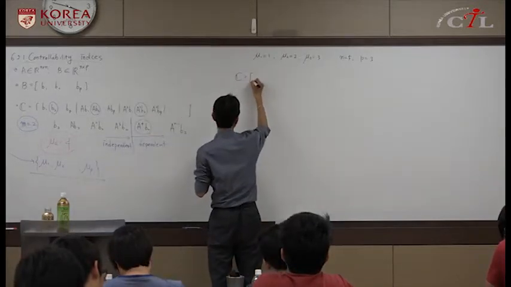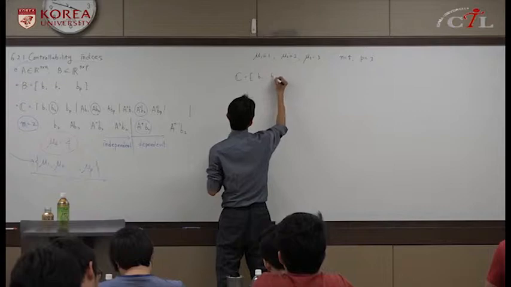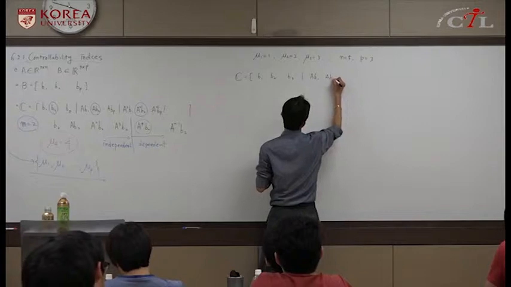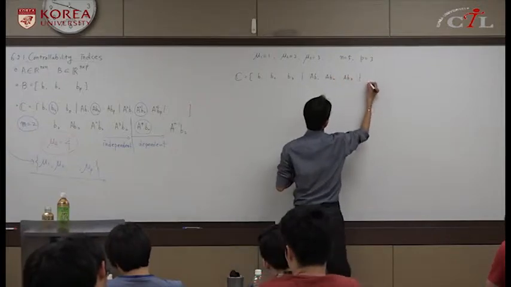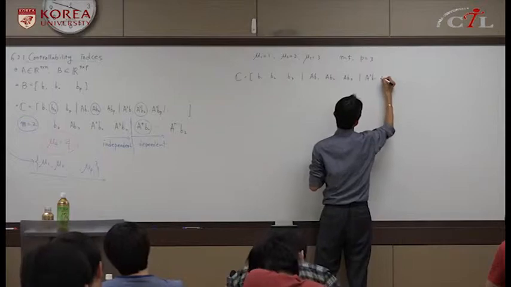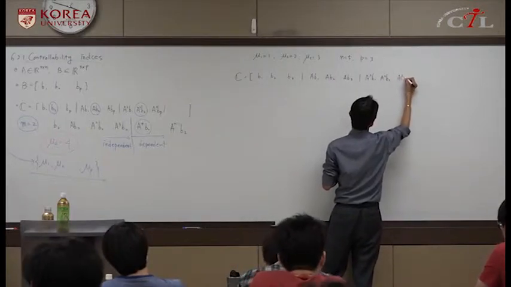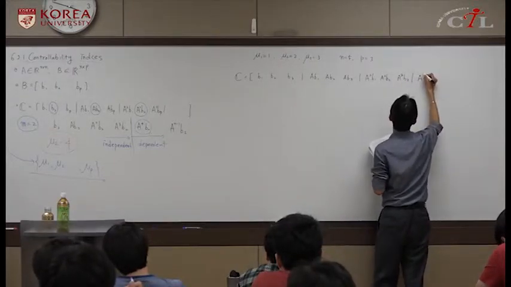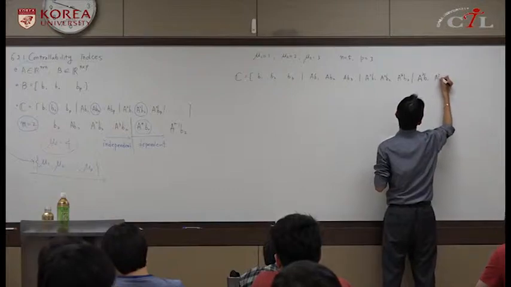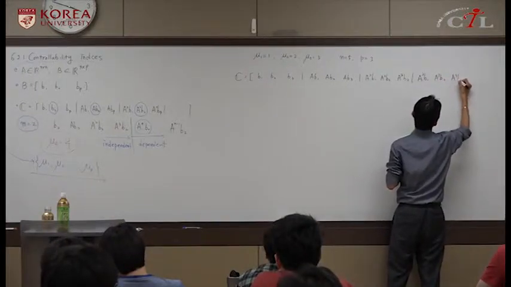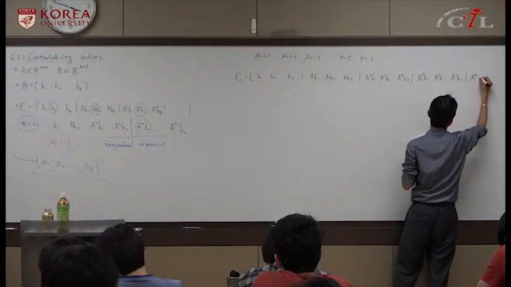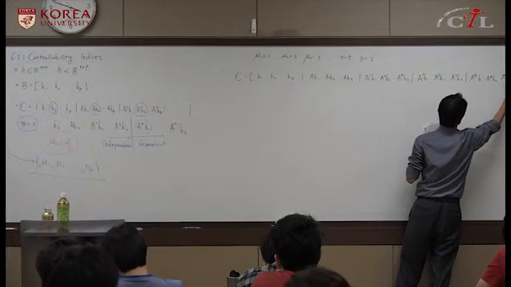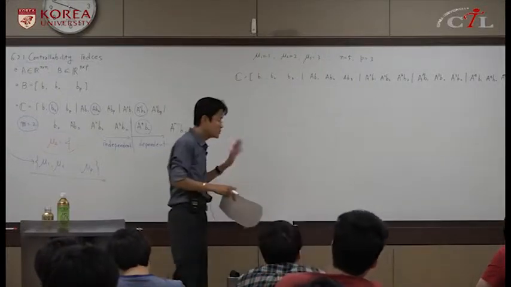Then if we calculate the C: B1, B2, B3, AB1, AB2, AB3, A squared B1, A squared B2, A squared B3, A cubed B1, B2, B3, and finally the fourth power. Okay, this is the controllability matrix.